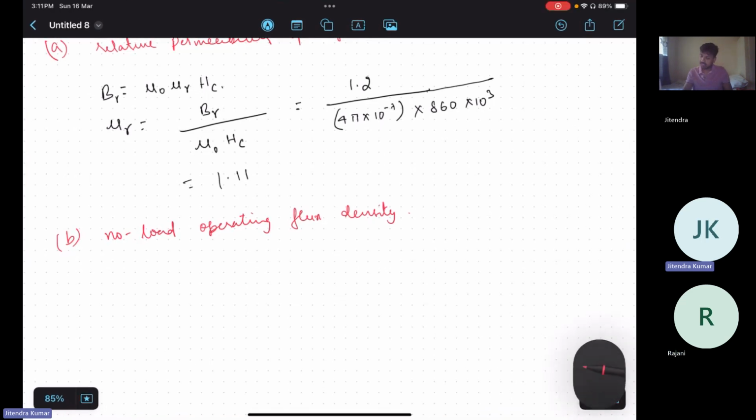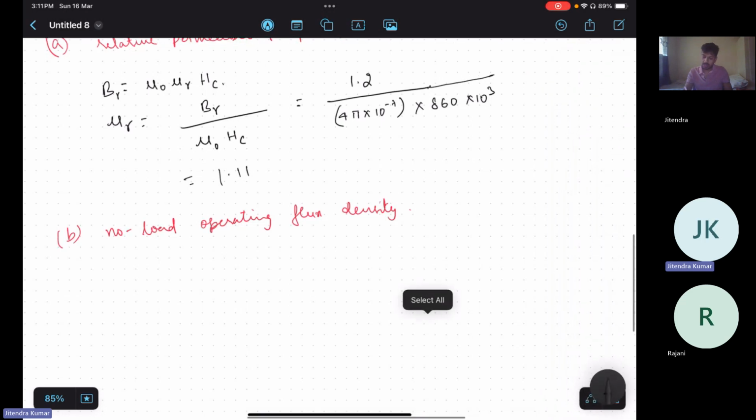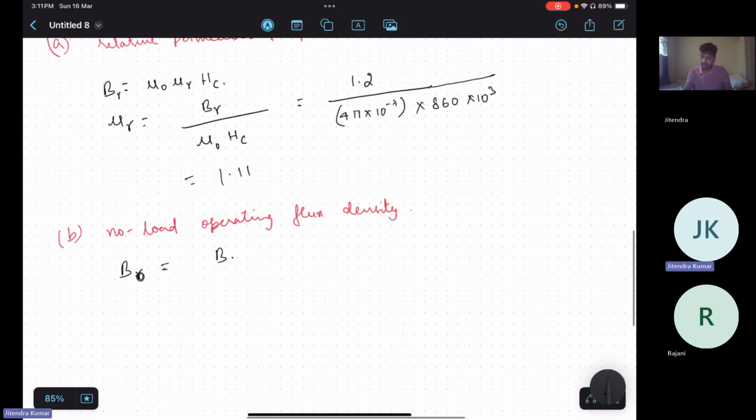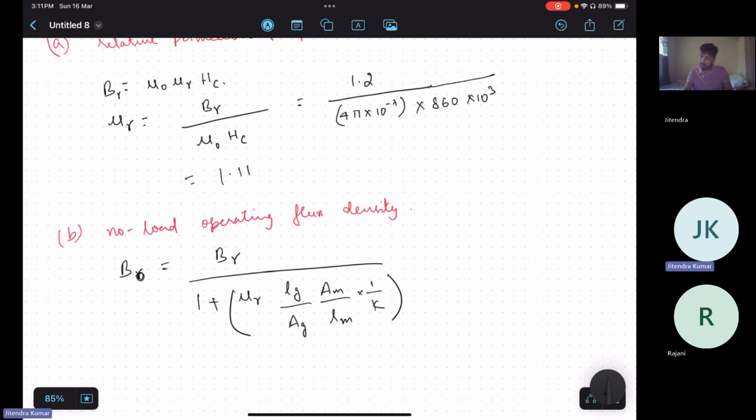Okay, let me write it here. So the expression you can go back and also see that B naught is equal to Br divided by 1 plus mu r into LG by AG into AM by LM into 1 by K. Okay, so with this expression, you will get the no load operating flux density.